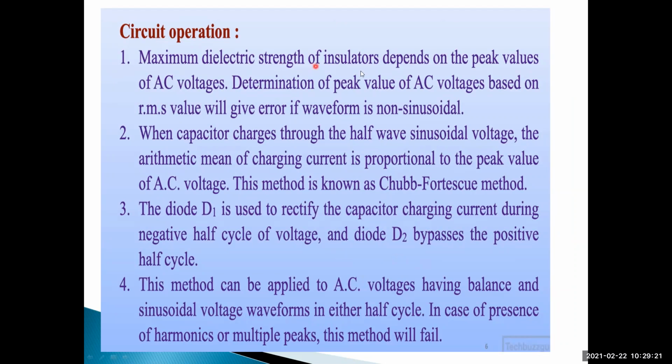The maximum dielectric strength of the insulator depends upon the peak value of AC voltage. You know well, dielectric strength depends on peak voltage. Based on peak voltage only, this dielectric material is designed. Because the peak value of AC voltage is very high, based on that only, these insulator materials could be designed.